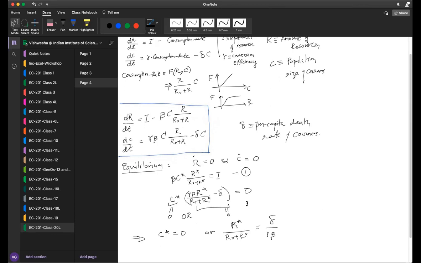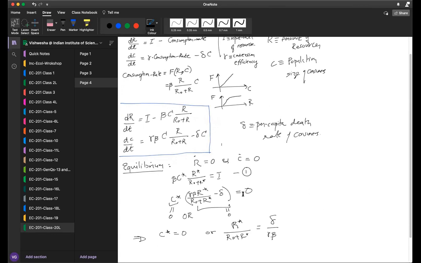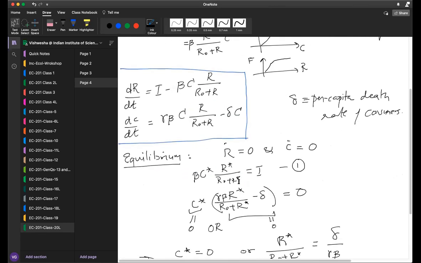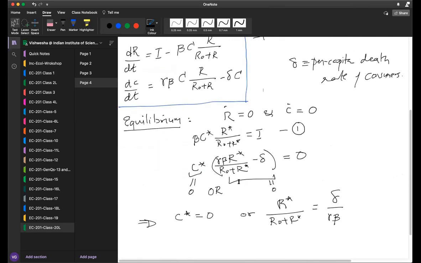Is everyone fine so far? Is that correct? Okay, so here is the thing. This condition number 1 has to be always true, because that's the only way the first equation can be 0, right? That's the only way to achieve R dot equal to 0. C dot equal to 0 can be achieved by either of these two. So let's consider this possibility, which means there are no consumers at all. If there are no consumers at all, what happens to condition 1?